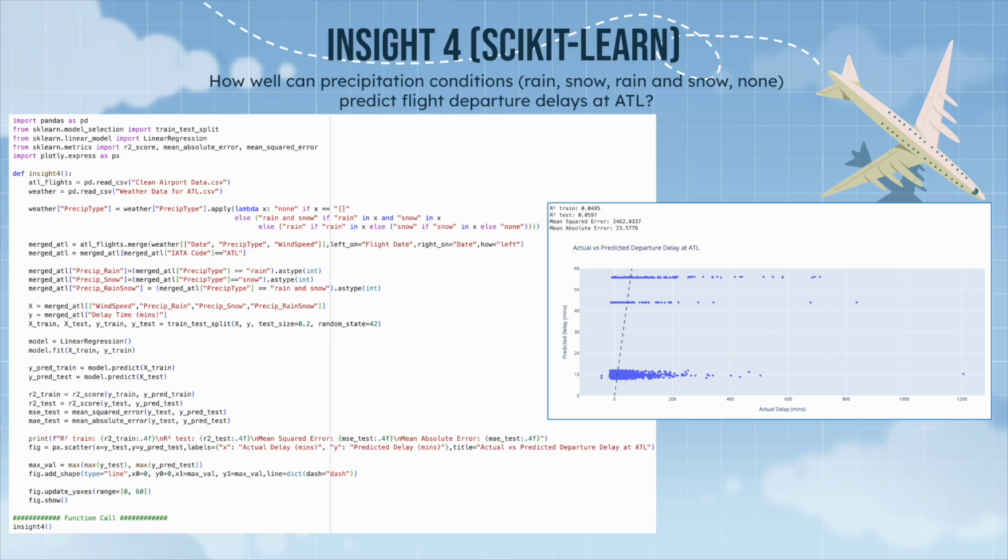The scatter plot here shows actual delays versus predicted delays, while actual delays range much more widely, up to more than 1,200 minutes. This tells us that while weather conditions do matter to a very small extent, they're not sufficient on their own to accurately predict flight delays. Other factors must play more significant roles.